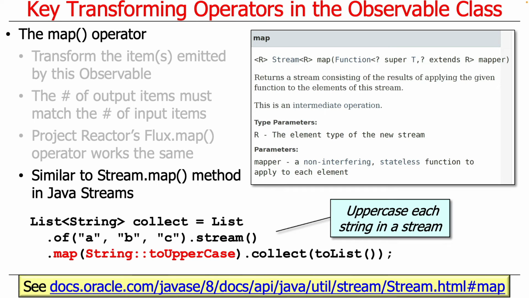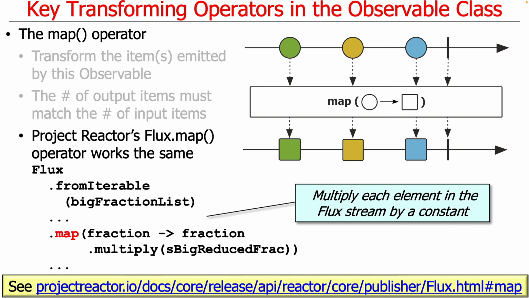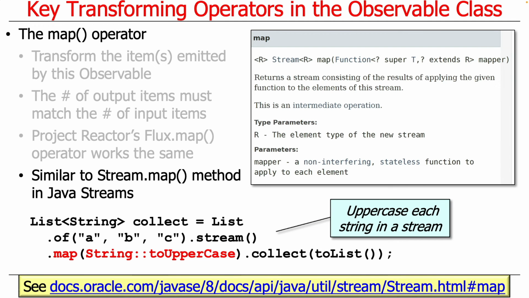The map operator in RxJava is very similar to the map method in Java streams. So you can see that we could have a list of ABC strings. We turn that into a stream of ABC strings. We then map it to uppercase, and we collect it into a list. And I should also point out, if I didn't already point out, that Project Reactor has the same thing. So Project Reactor has the same kind of operator. RxJava has the same kind of map operator. Streams has the same kind of operator.